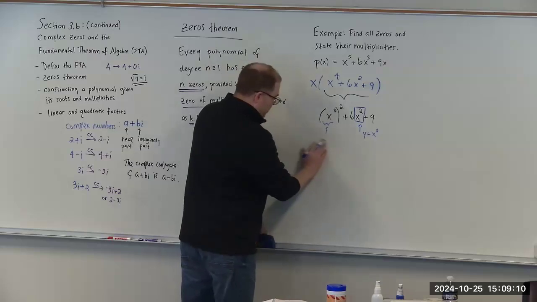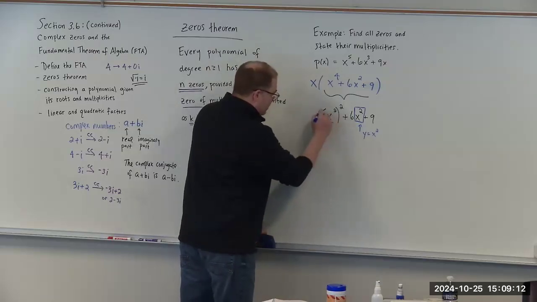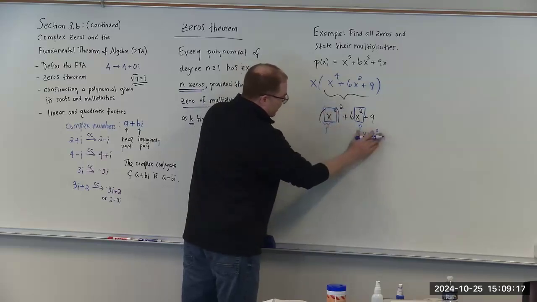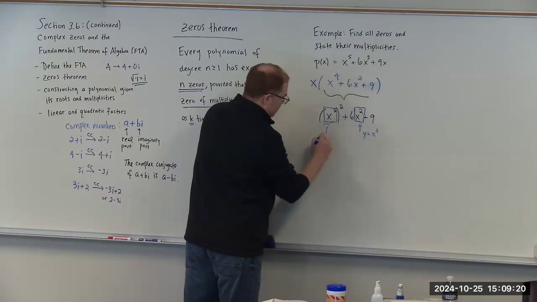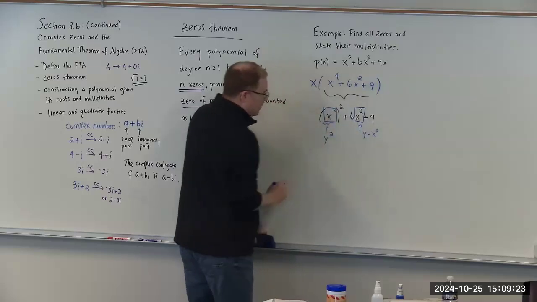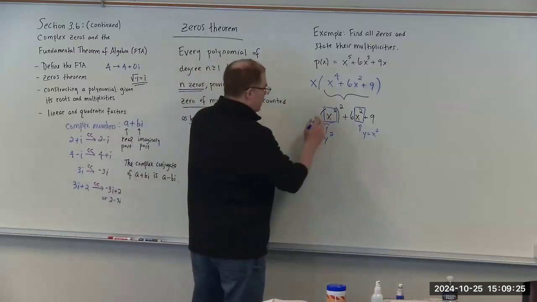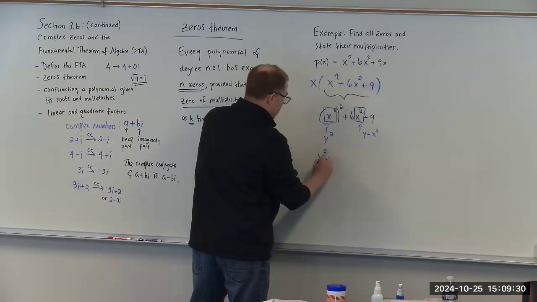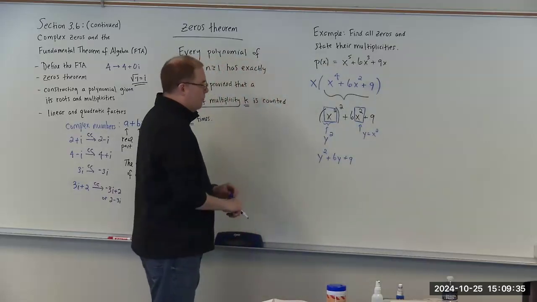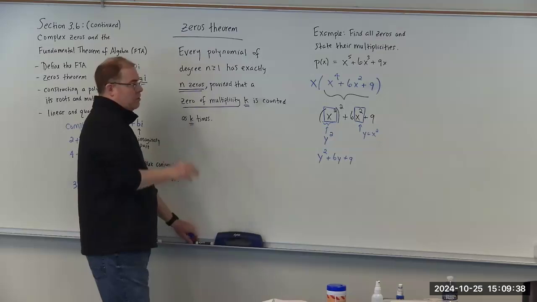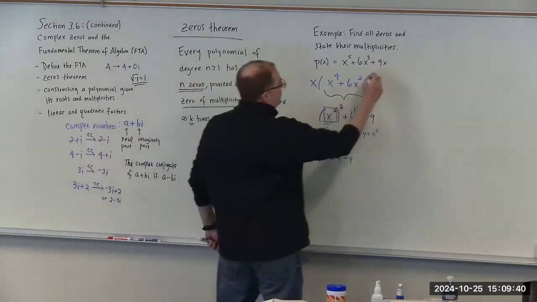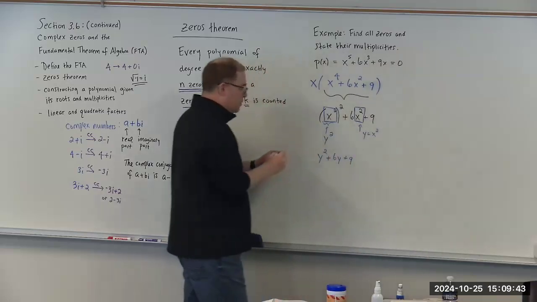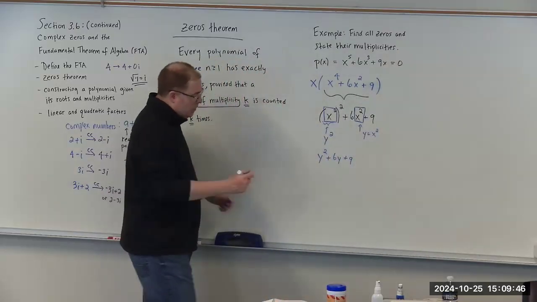All right, so this is just y right here. I'll box this. We're letting y be equal to x squared, so this whole part is going to become y squared now. Now we can reduce this. We can rewrite this part as y to the power 2 plus 6y plus 9. There's our polynomial, and remember, we're finding all the zeros, so eventually we're going to set this equal to zero. Now we can factor this.